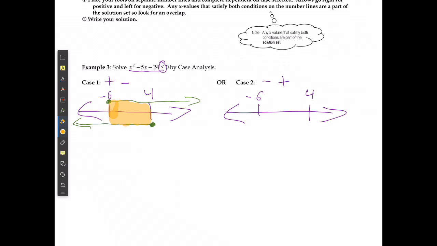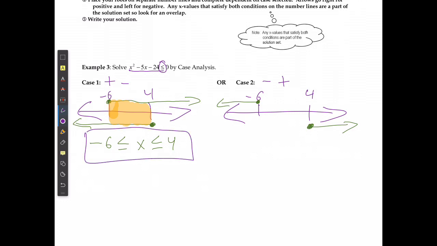If I take a look at my second possibility, the one on the left is going to decrease because it says minus plus, and the one on the right is going to increase. And here we see that in case 2, they never overlap. So there's no possible solution region for this one. On the left-hand side, the solution region is when it's between them, or -6 is less than or equal to x, which is less than or equal to 4. There is no possibility on the right-hand side, which means there's our solution.